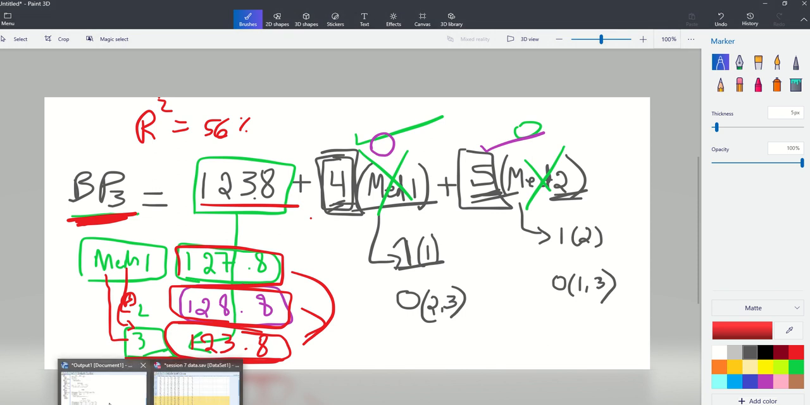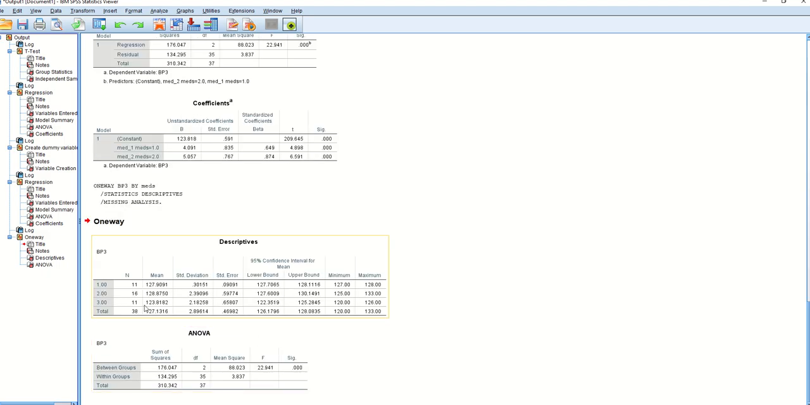So let's look at the ANOVA. And if you look at the ANOVA, sure enough, I'm getting the exact same values I was predicting. So med 3, the average is 123.8. Med 1 was 127.9, almost a difference of 4. And med 2 is 128.8, a difference of 5. These were exactly estimated right there in my coefficients. Okay, now let's look at this ANOVA between and within as the way it is.